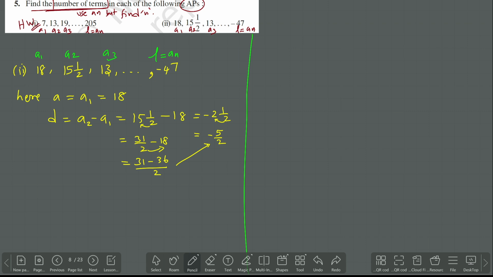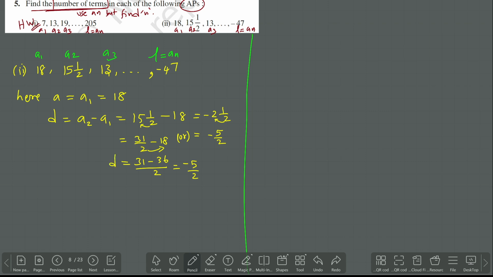You have to learn these things. 15 and a half minus 18 is minus 2 and a half. You can go surely with the mixed fraction. Then later we can convert it like that. Whichever you feel better, you just go, not a problem. I will write both. Okay. With minus 5 by 2. This is d. Either go like this or like this. So d value we know, minus 5 by 2 here.